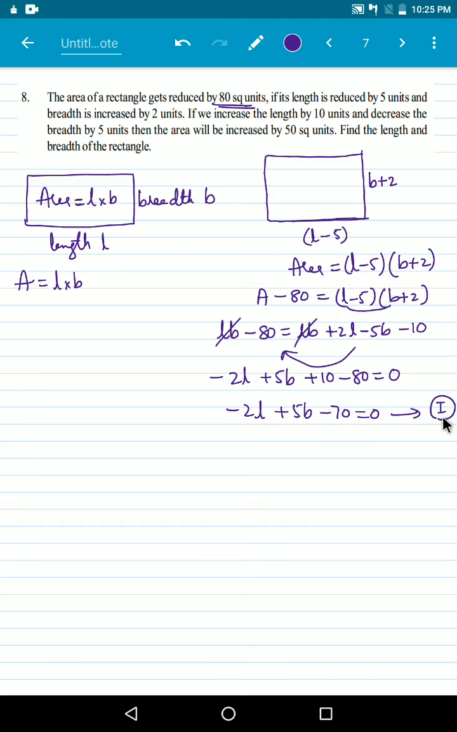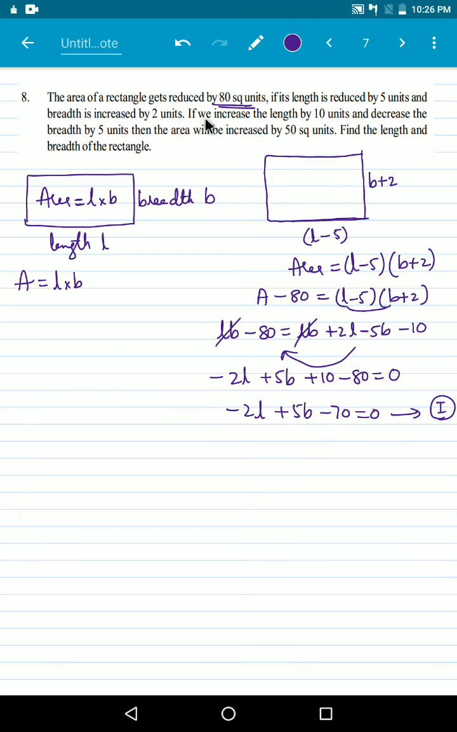This is our first equation. Minus 2L plus 5B minus 70 is equal to 0. We can take minus common and write it as 2L minus 5B plus 70 is equal to 0 also.